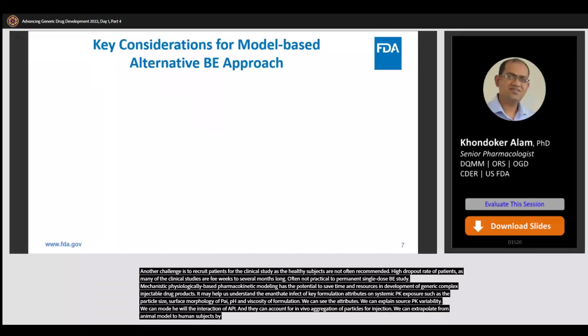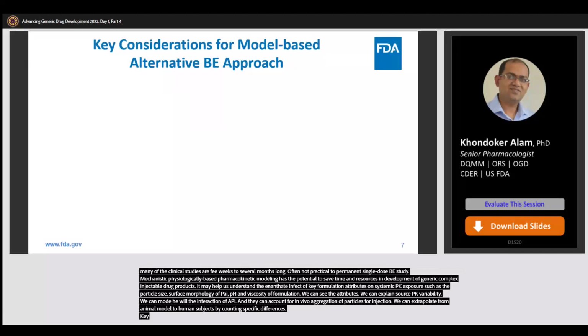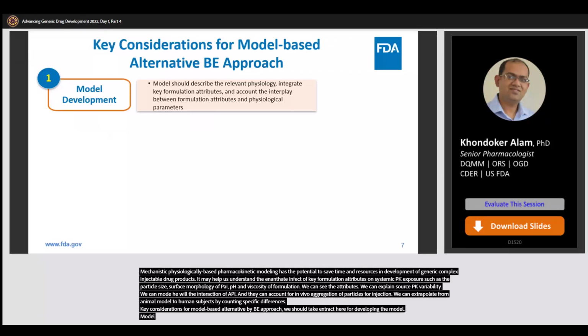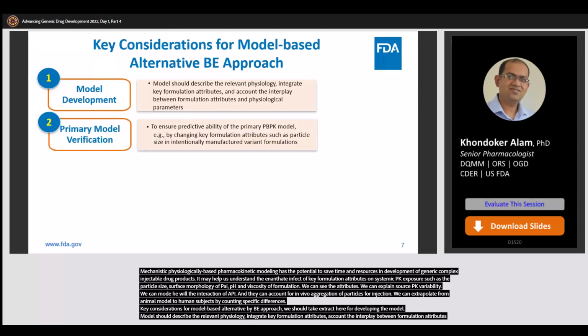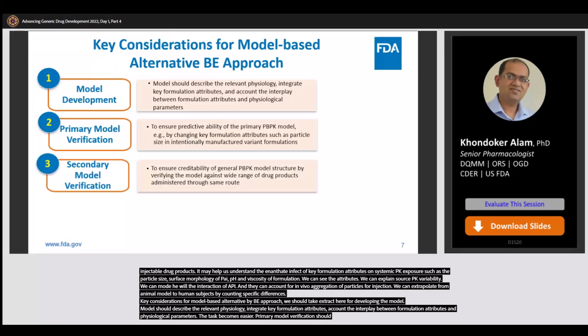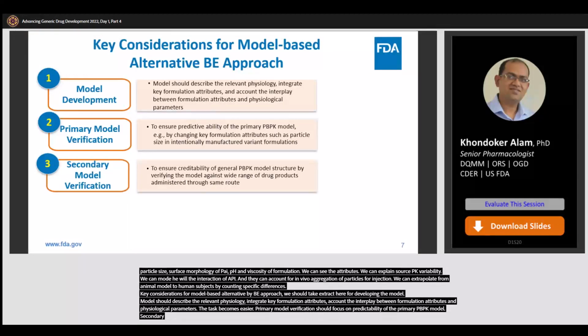Key considerations for model-based alternative bioequivalence approach. We should take extra care in developing the model. The model should describe the relevant physiology, integrate key formulation attributes, and account for the interplay between formulation attributes and physiological parameters. If the model is well built, the model verification task becomes easier. Primary model verification should focus on ensuring predictive ability of the model for the drug product. A secondary model verification step is required to ensure the credibility of the general PBPK model structure by verifying the model against a wide range of drug products administered through the same route.